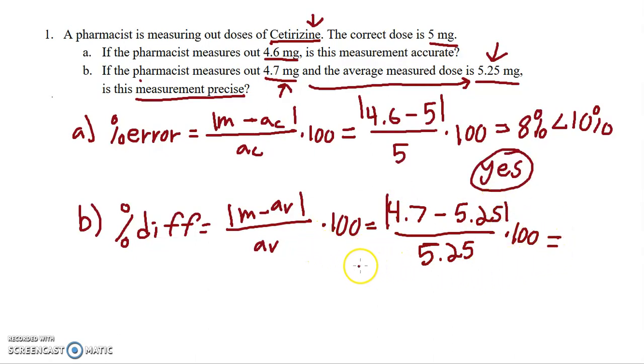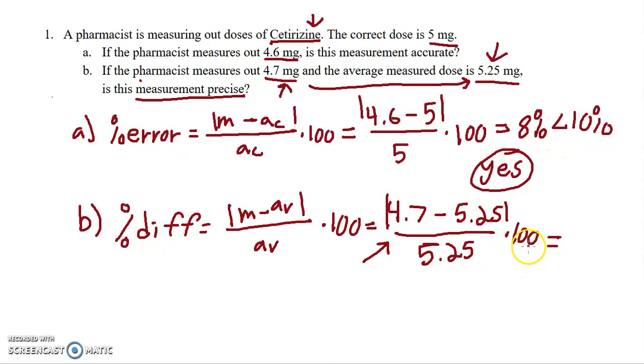And just a note before you get the answer: because everything's in milligrams, it's 5 milligrams, 4.6, 4.7, we don't have to worry about putting units in here. If it's all the same, percent difference and error will work out fine. As long as all the units are the same that you're plugging in, it doesn't matter. We don't need to include them in the equation.